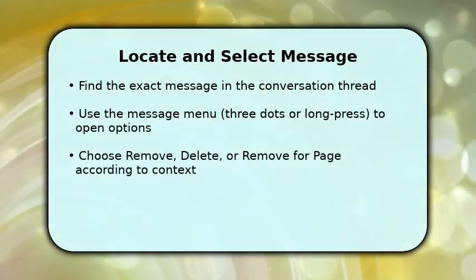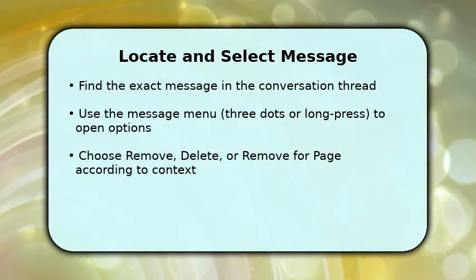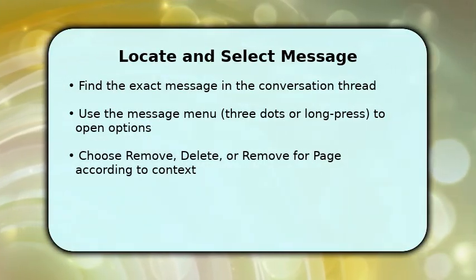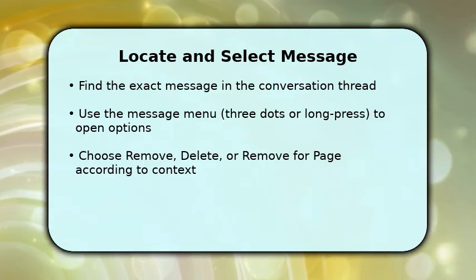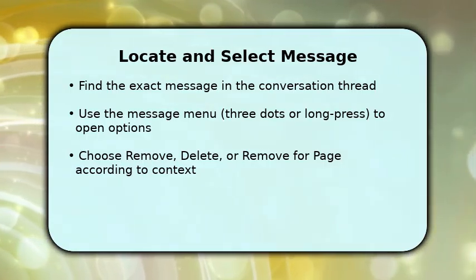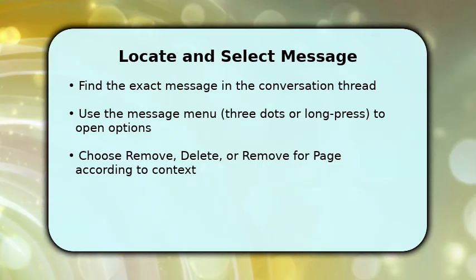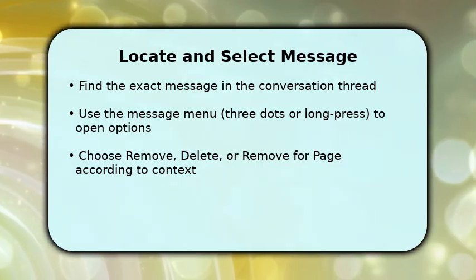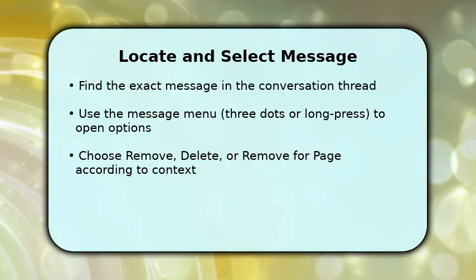Once you've opened the conversation, scroll to the exact message you want removed and pause to confirm it's the right one. Mistakes are hard to undo. Next, open the message options using the three-dot menu on desktop or long press on mobile. This reveals remove or delete choices.